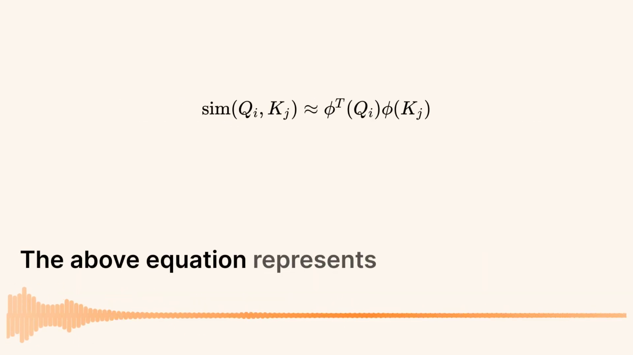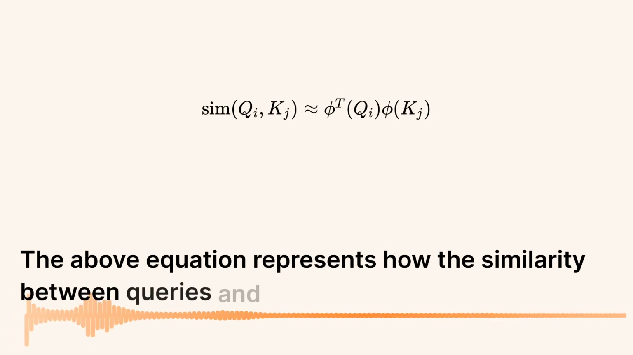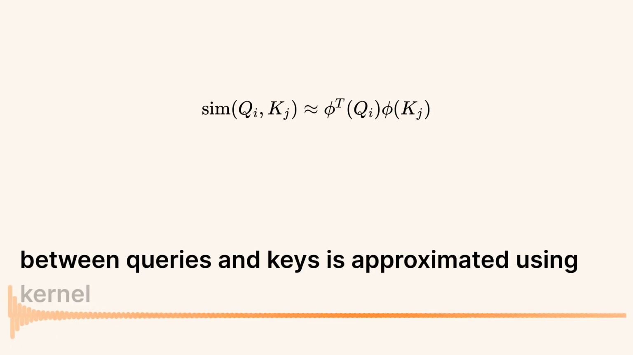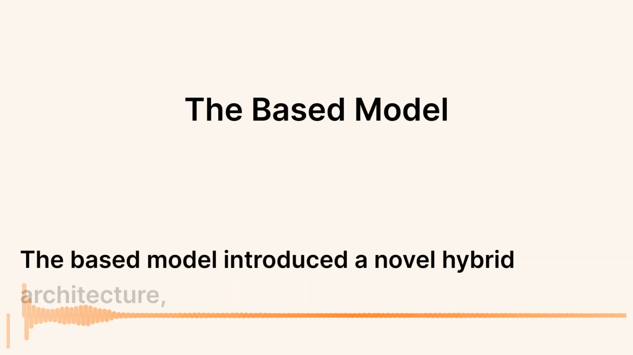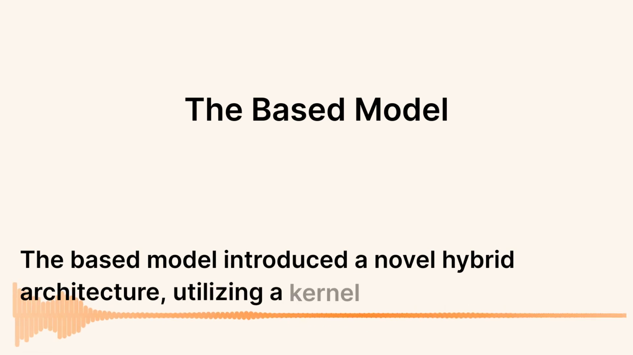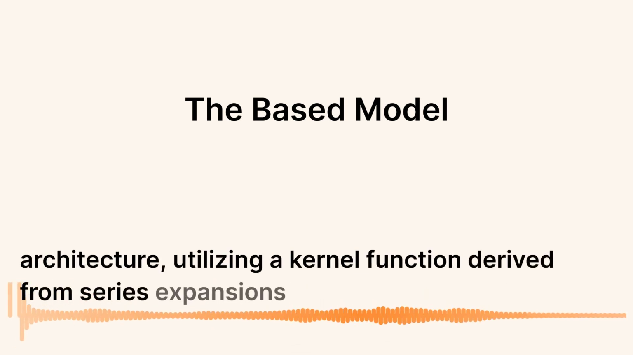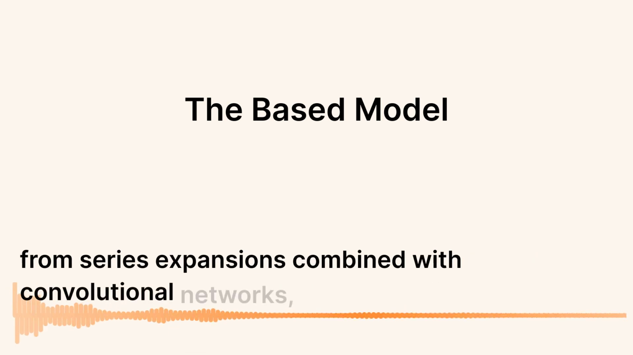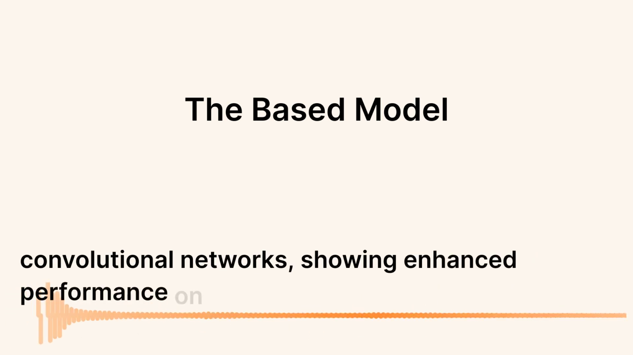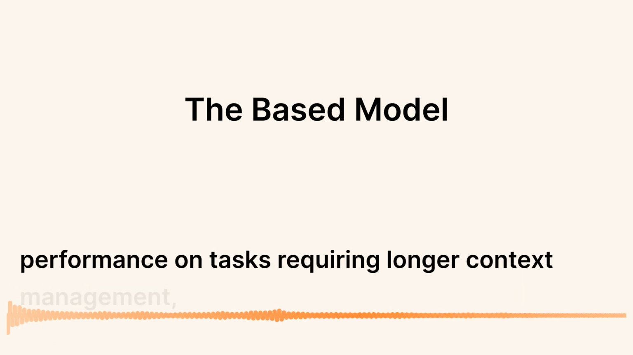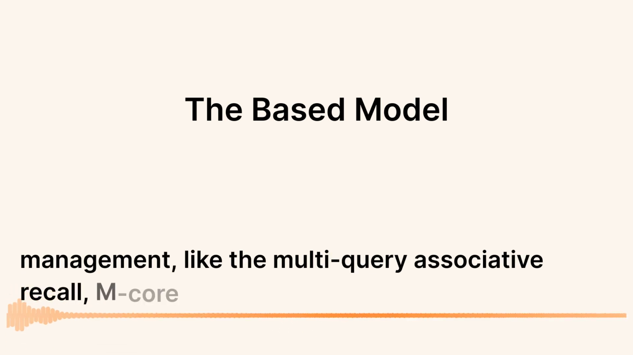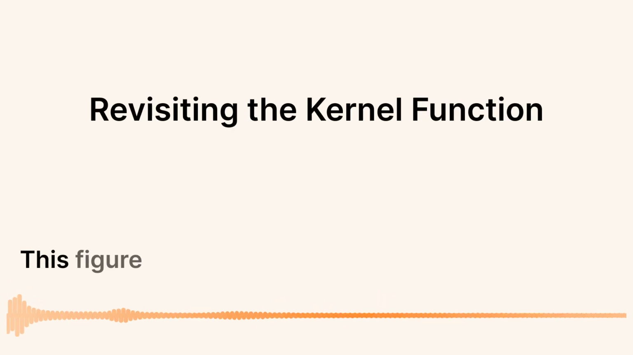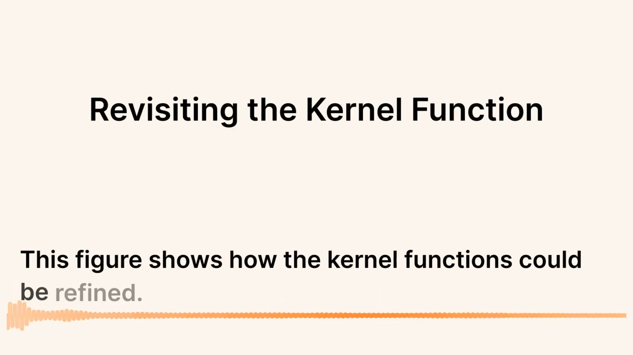The above equation represents how the similarity between queries and keys is approximated using kernel functions, transforming the computational process. The Based model introduced a novel hybrid architecture, utilizing a kernel function derived from Taylor series expansions combined with convolutional networks, showing enhanced performance on tasks requiring longer context management, like the multi-query associative recall (MQAR) task. This figure shows how the kernel functions could be refined.